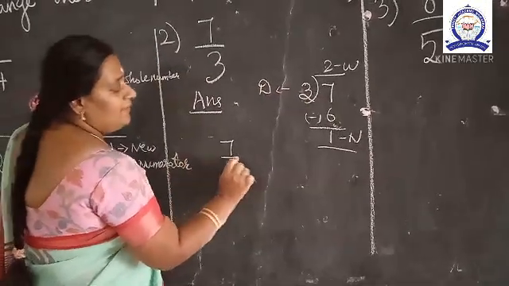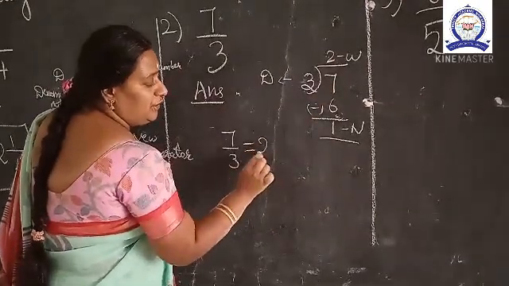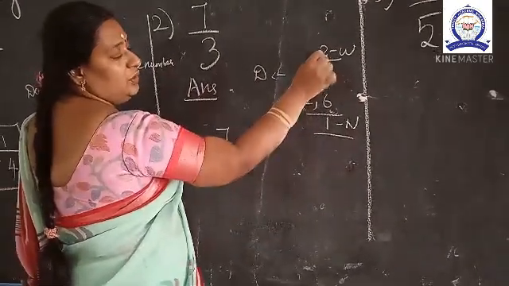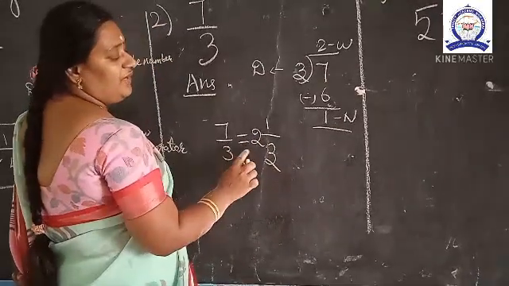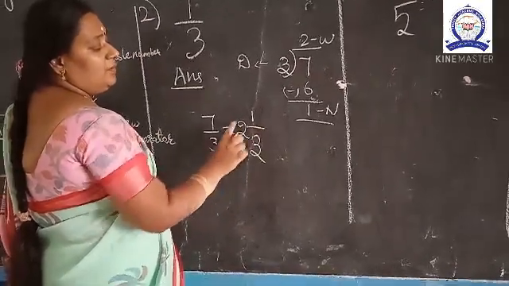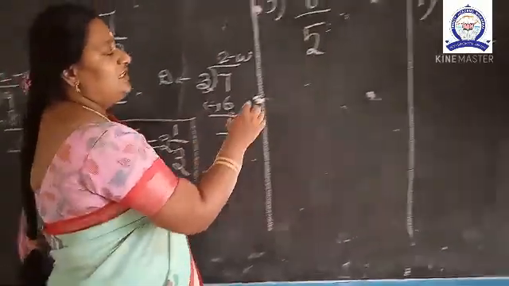So 7 by 3 is equal to, you write 2. So 2 is the whole number, 1 by 3 is a proper fraction. So இப்போ என்ன பண்ணிட்டோம்? Mixed fraction convert பண்ணிட்டோம். This is your answer.